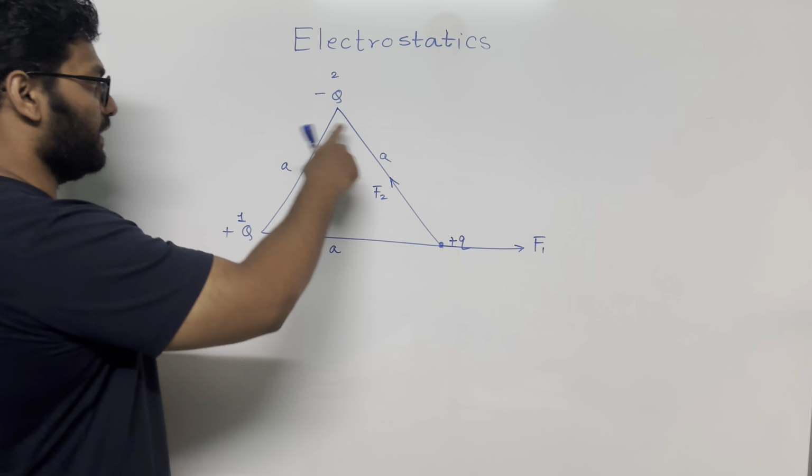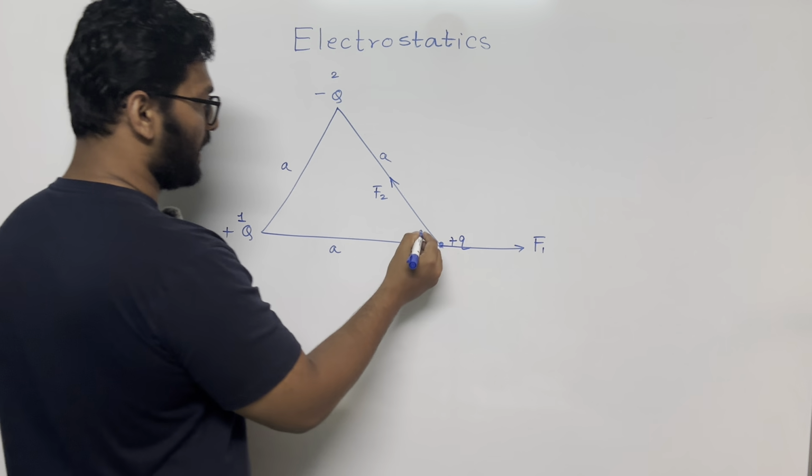Now since this is an equilateral triangle, all the angles of a triangle are 60 degrees. Now this angle will become 120 degrees. This angle will become 120 degrees. Now what is F1? We will write the magnitude of F1. Okay, what is the magnitude of F1?